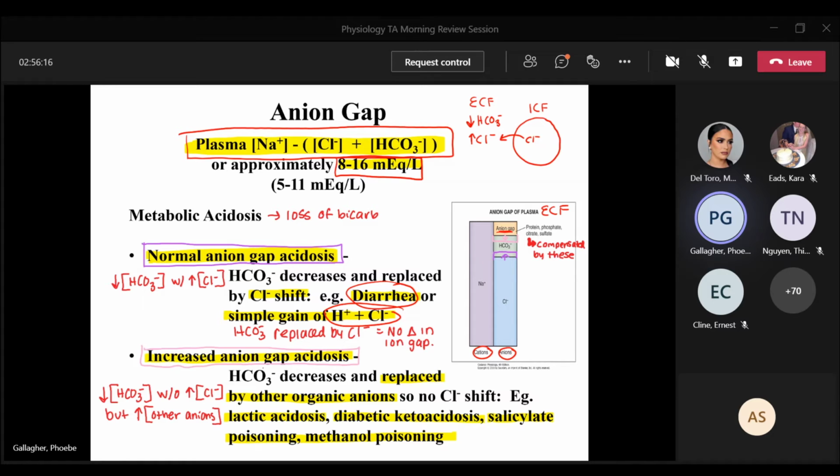So when you have increased anion gap acidosis, now instead of increasing your chloride concentration, your chloride is going to stay the same, and you're increasing the anion gap. So the other negatively charged molecules are going to increase in the ECF by moving from the ICF to the ECF. This is going to occur with lactic acidosis, diabetic ketoacidosis, salicylate poisoning, and methanol poisoning as well. So memorize these examples as causing an increased anion gap acidosis.